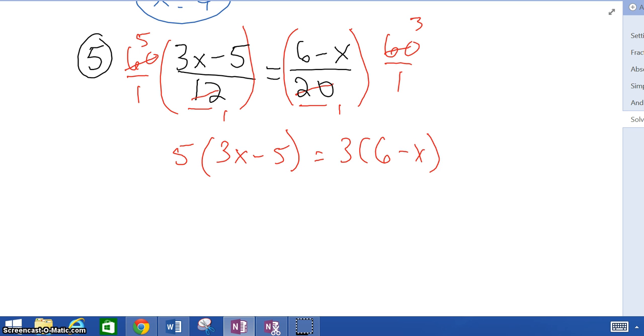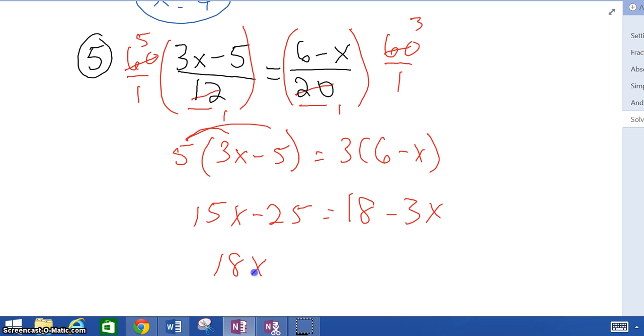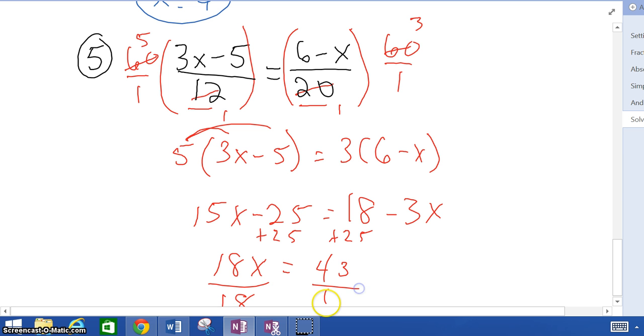Some of you will be able to do the distributing. Instead of writing out this step that I just did, you'll jump right to 15x minus 25 equals 18 minus 3x, and that's completely fine. Add the 3x, add the 25, divide by 18, x equals 43 over 18. I can't reduce either of those, so that's my final answer.